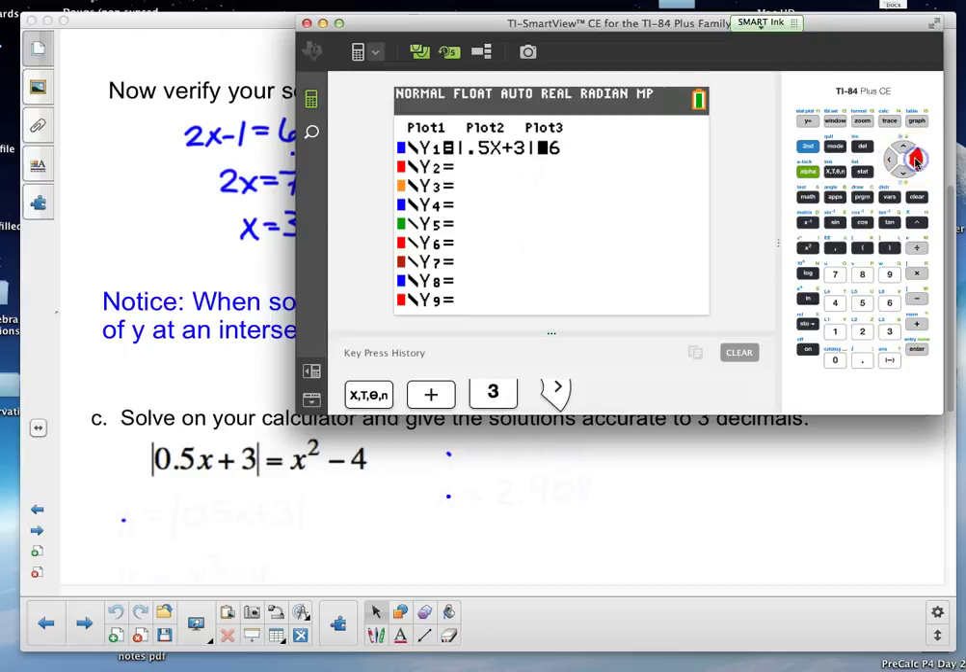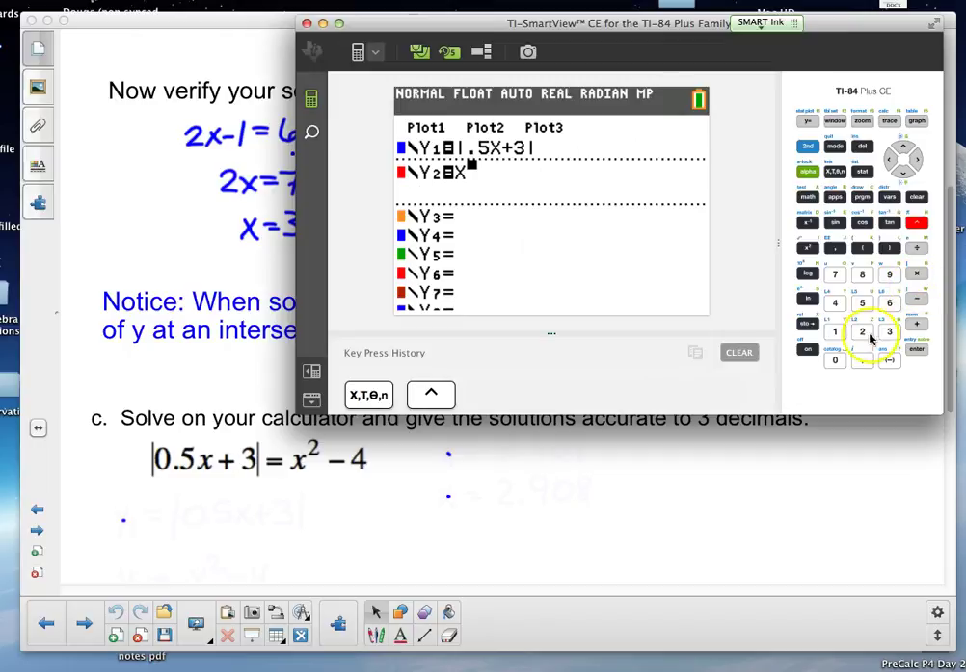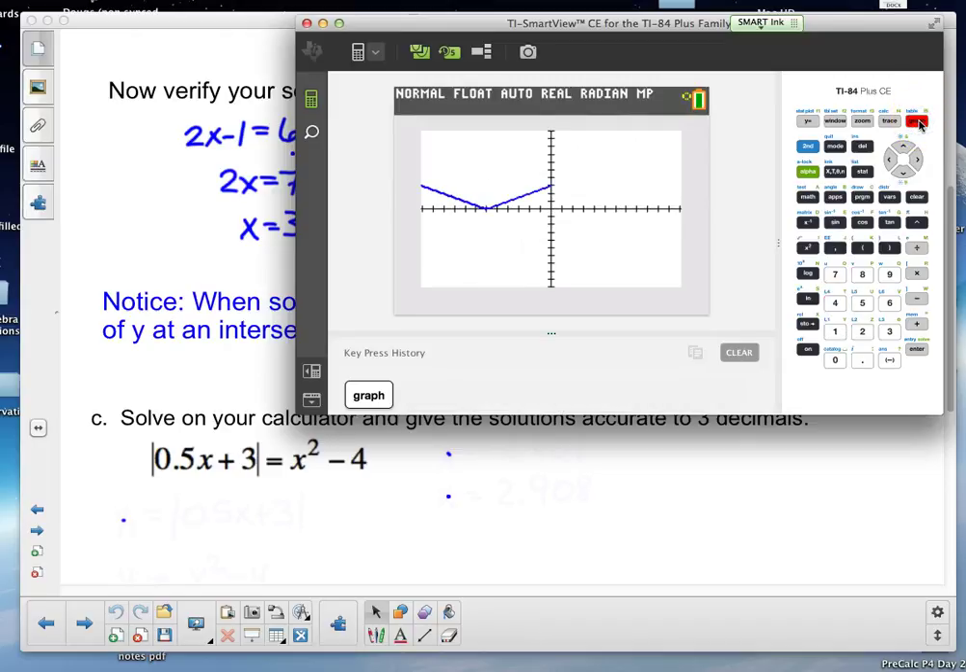I'm going to get rid of that. I'm going to delete, not clear, because that's a bad idea. And then in my other function, I've got x squared minus 4. Okay, so x squared minus 4, remember we're splitting this. Now, I'm going to graph this and see where this comes across. Now, I've got this situation right here is where they're going to cross.